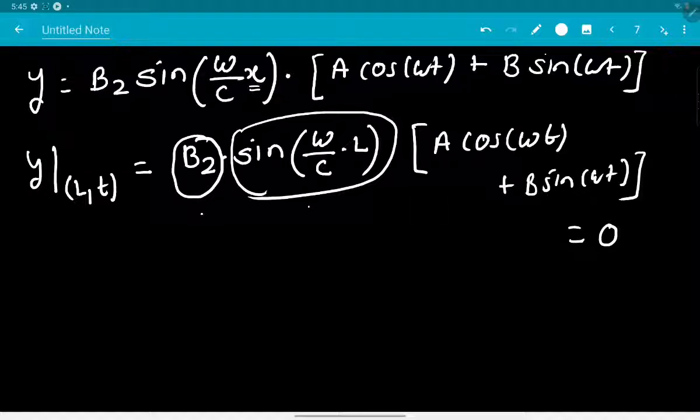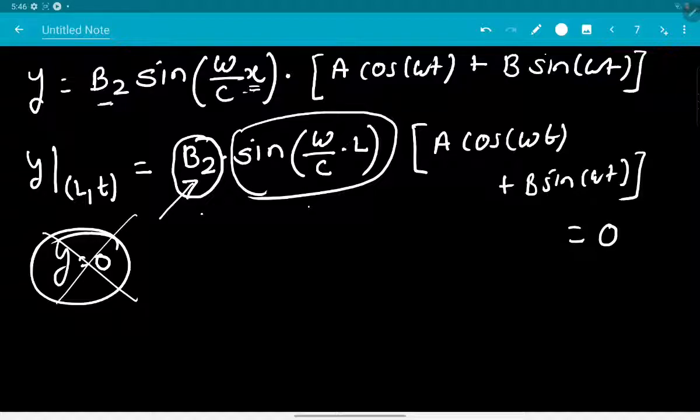This is possible when all these three terms are 0, or any one of them is 0, or any two terms from these three terms are 0. So let's try to see what all the possibilities are. Let's check it from b2 first. Can b2 be equal to 0? If b2 is equal to 0, then at any x and any t you are going to get y equal to 0, which is a trivial solution, and you don't want that, so you cannot have that solution.